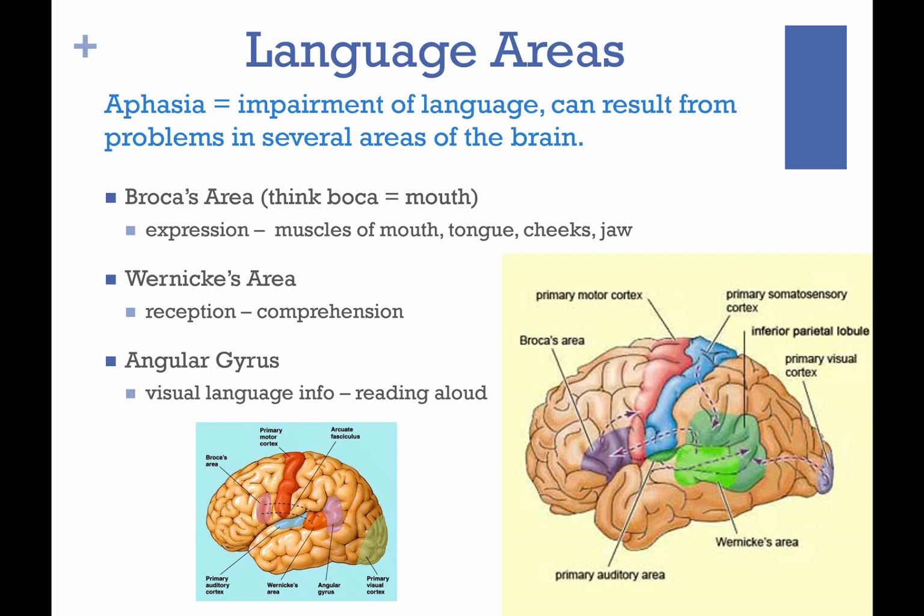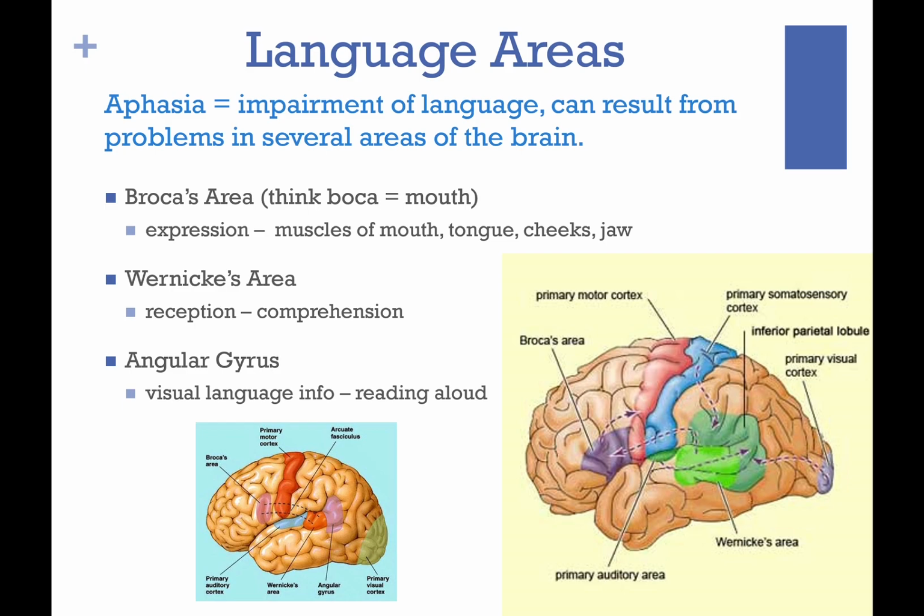I added language areas here just to help you out. A lot of people confuse Broca's area with Wernicke's area and the angular gyrus. These are specific parts of the brain that are all interconnected for not only the comprehension and processing of speech, but also the creation of speech as well. So I mentioned aphasia in the previous slide. Aphasia is what happens when language is impaired from a stroke.